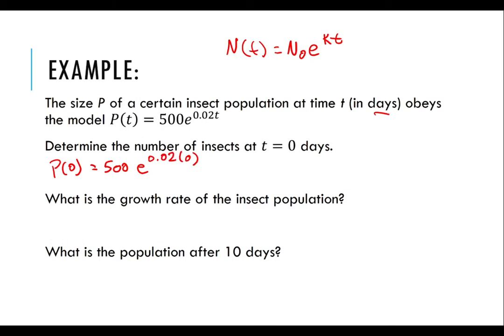Well, 0 times 0.02 is 0. e to the 0 power is 1, and so our answer is 500. And look, that's exactly what we said. We said the initial population would be 500 insects.